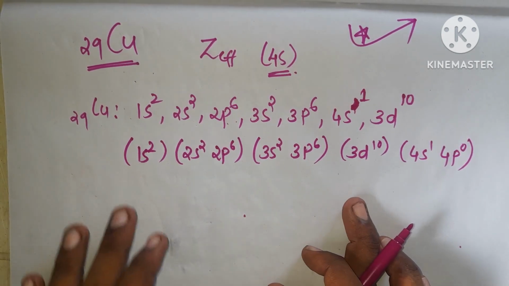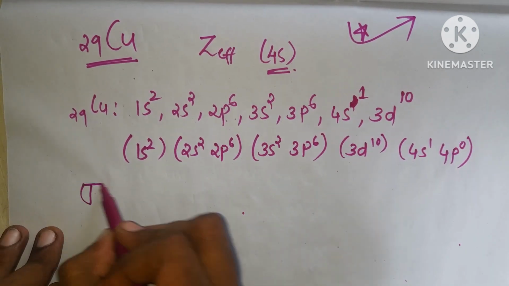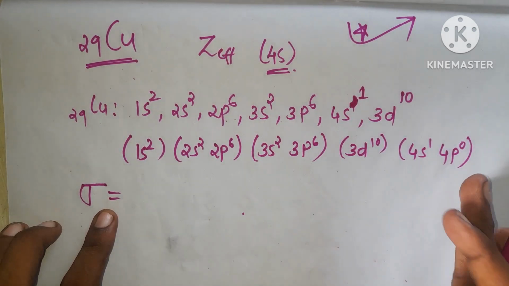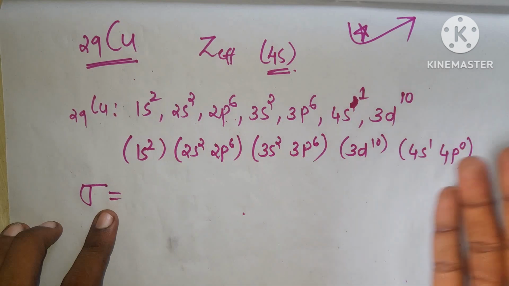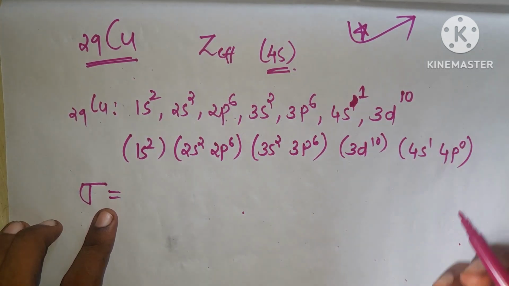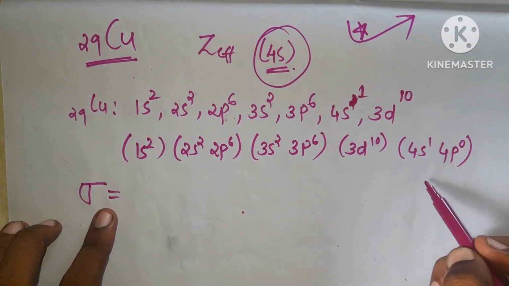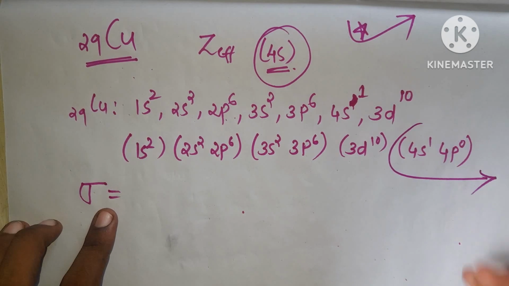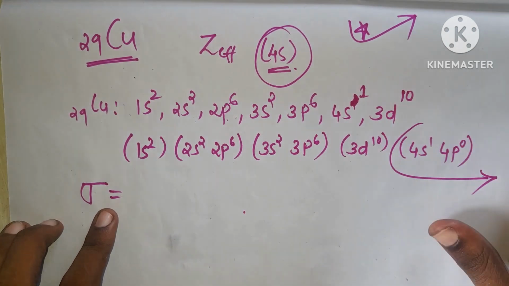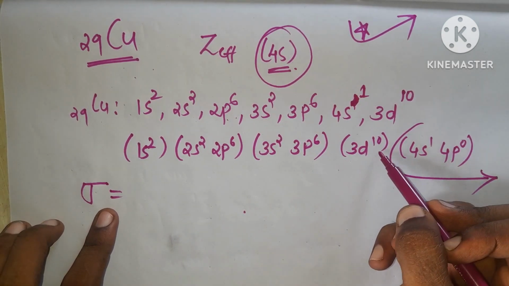Now we will be substituting values to define the shielding constant sigma. It is better to start from the outermost electron, because we are considering the 4s electron, and there is only one 4s electron. So leave that electron. The remaining electrons in the fourth shell is 0, so the fourth shell is nullified except this electron. After this, there are totally 10 electrons in the 3d orbital.